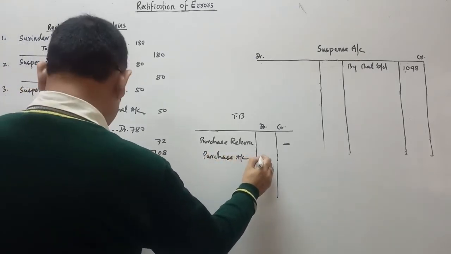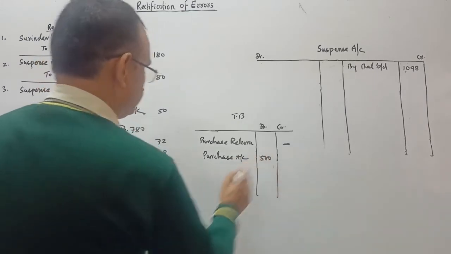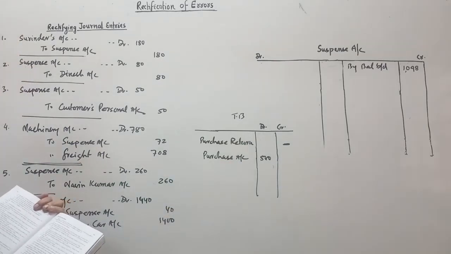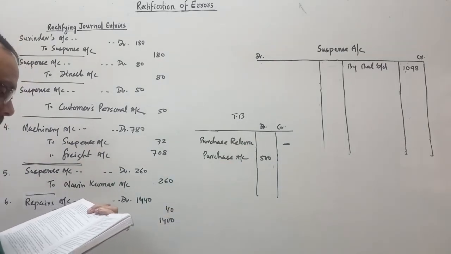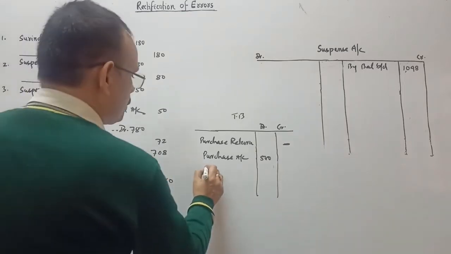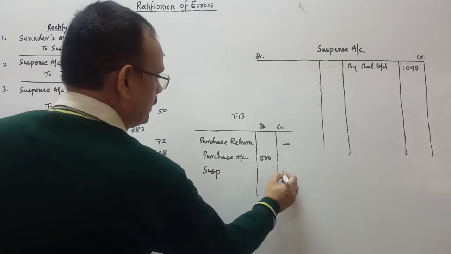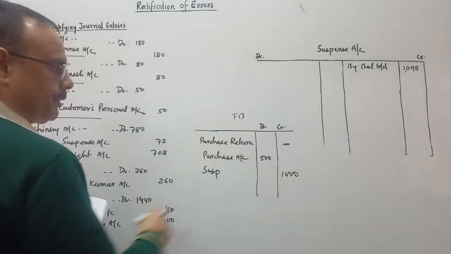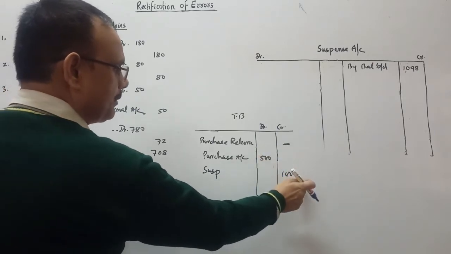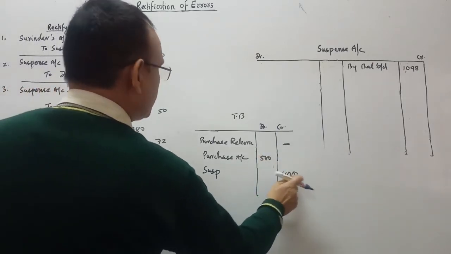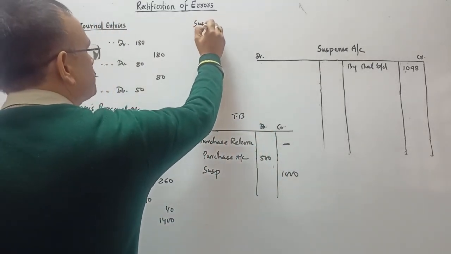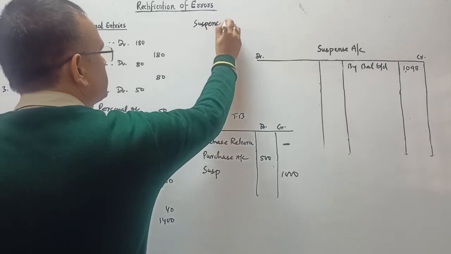Purchase account debit 500. Instead of purchase return credit side, it is posted to the purchase account. Debited to the purchase account. So suspense account will be opened by double figure, 1000, because instead of this side you have written this side figure. So suspense account will be debited. First of all, you cancel the suspense account, debit.